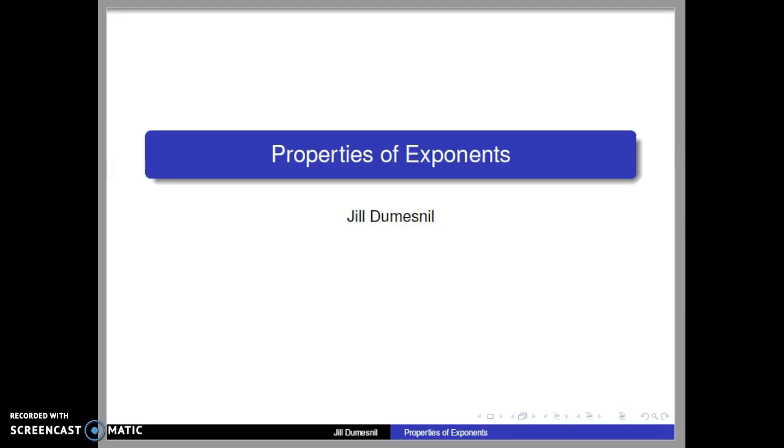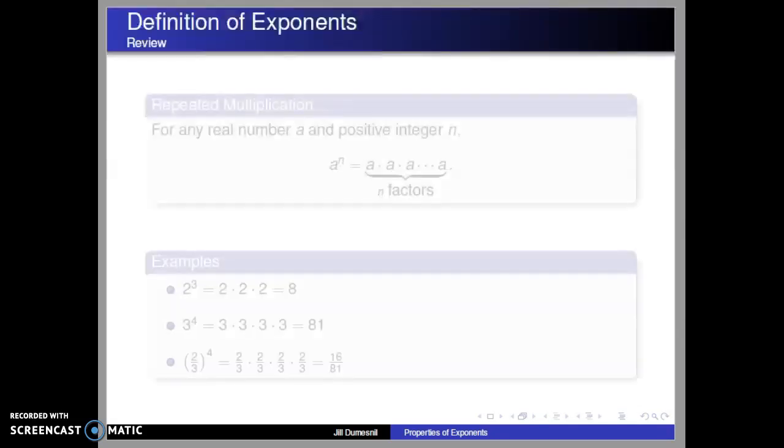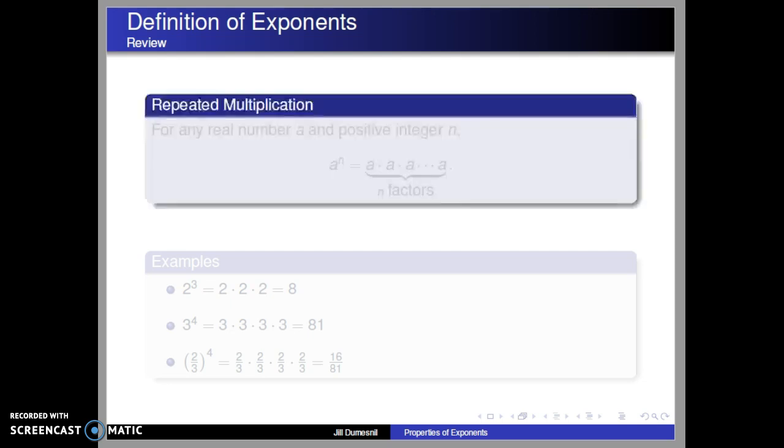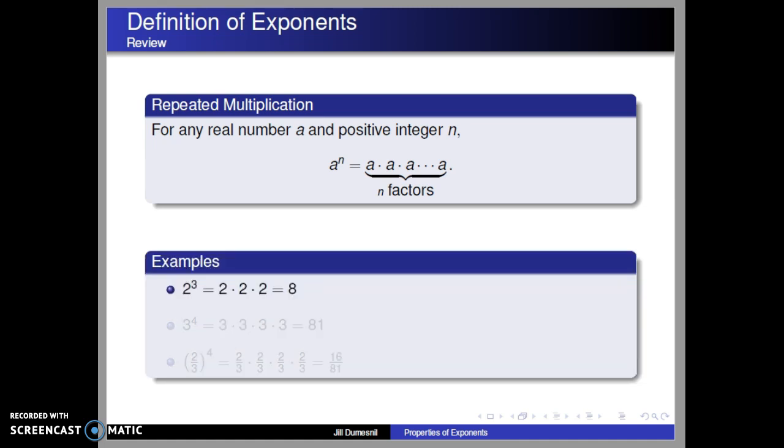Now let's consider properties of exponents. For now, we'll again consider only positive integer exponents. Informally, positive integer exponents denote repeated multiplication. For any real number a and positive integer n, a to the nth power means a product of n factors of a. For example, 2 to the third power equals 3 factors of 2 multiplied together.